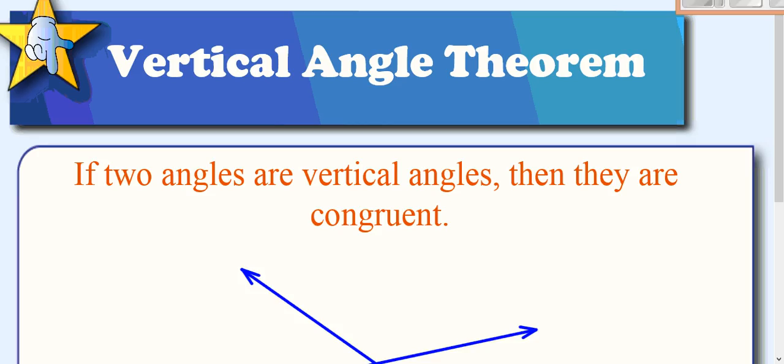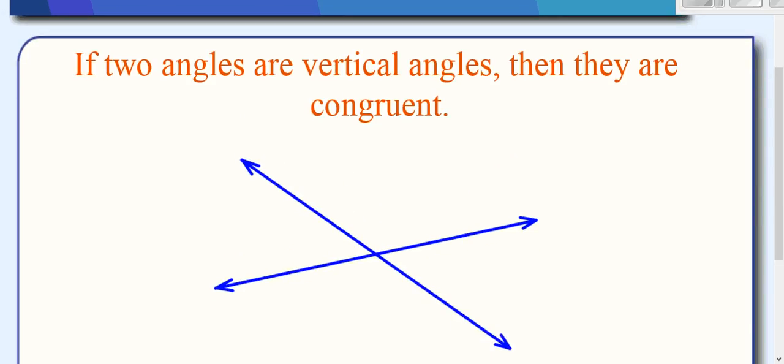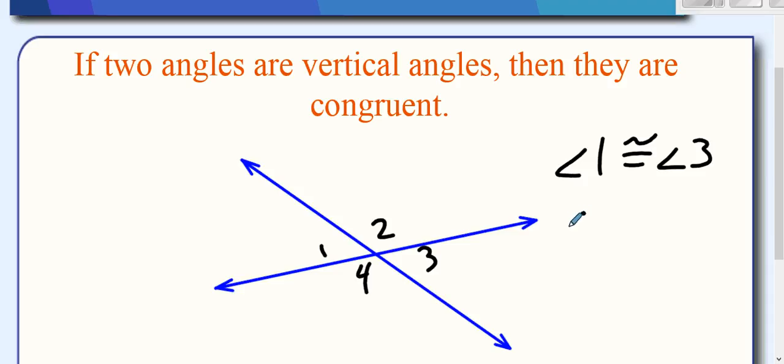So what we actually just proved is this statement right here. If two angles are vertical angles, then they are congruent. So angle 1 and angle 3 are vertical angles, which means angle 1 is congruent to angle 3 because they are vertical angles. Angle 2 and angle 4 are vertical angles, which means angle 2 is congruent to angle 4 because they are vertical angles.